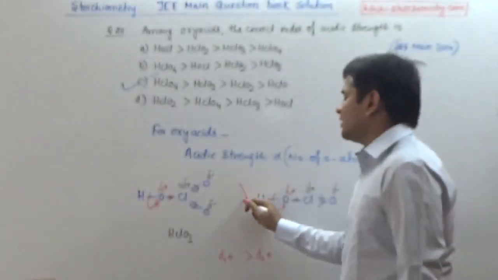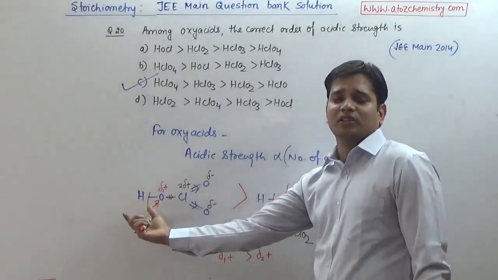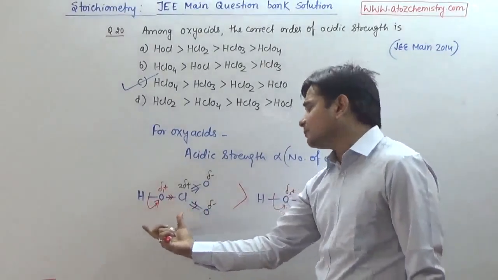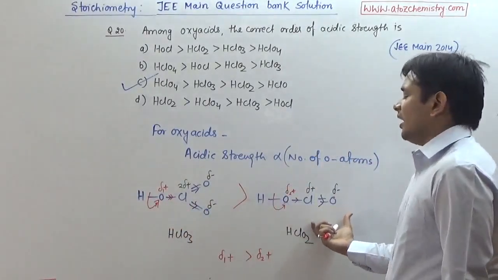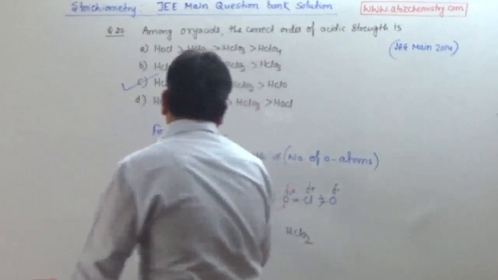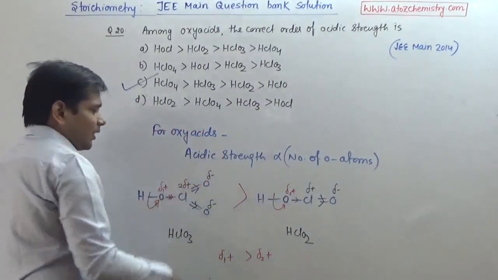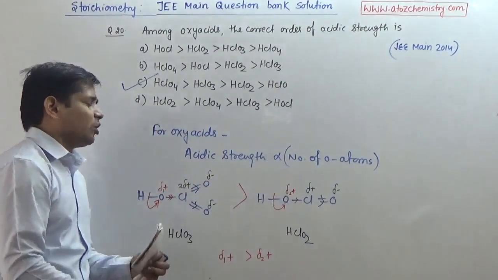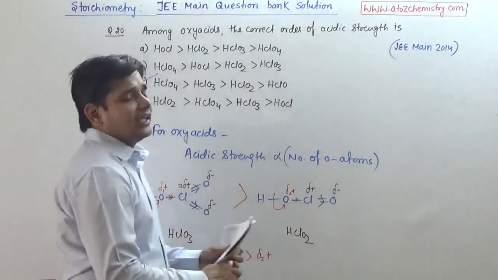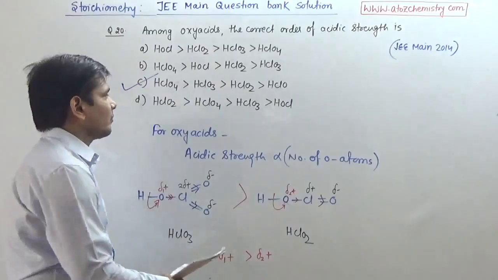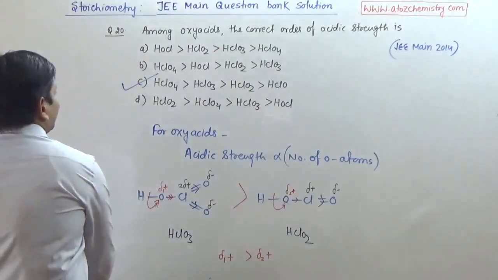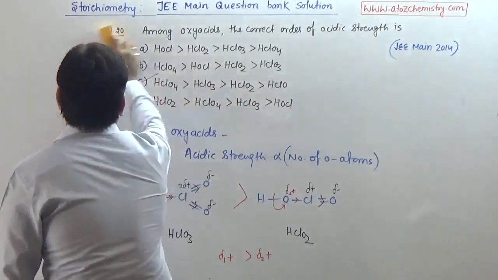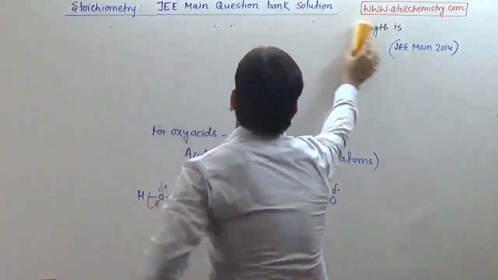So in terms of acidic strength, H plus will be released from HClO3 more than from HClO2. Hence, you can see that the higher the number of oxygen atoms in an oxy acid, the greater will be the acidic strength. This phenomenon is known as electron drifting. So, in this way, you can easily tell that the answer will be C.